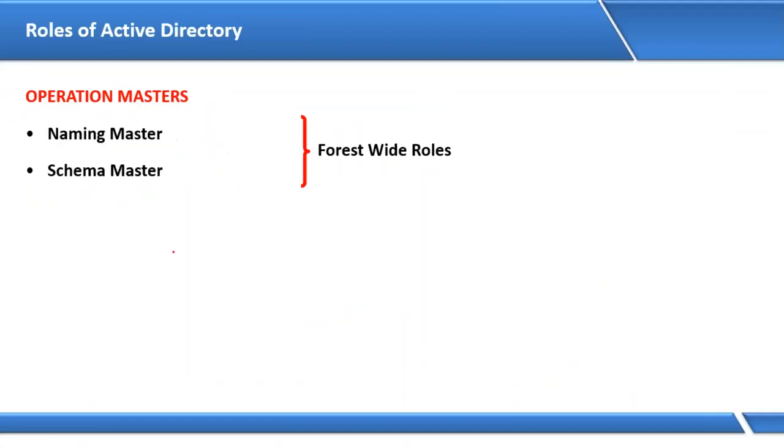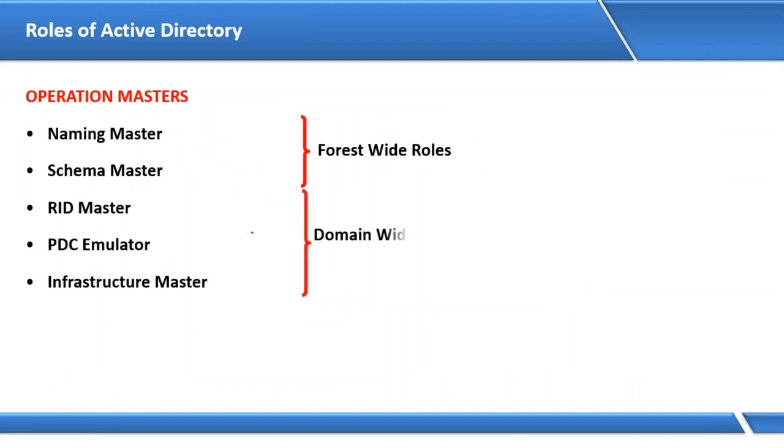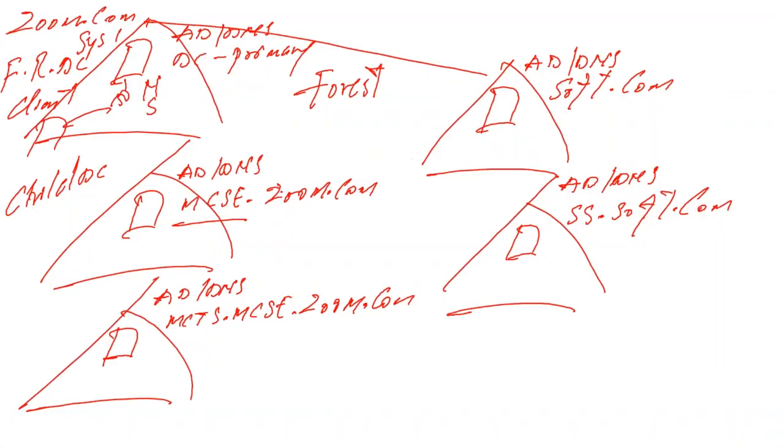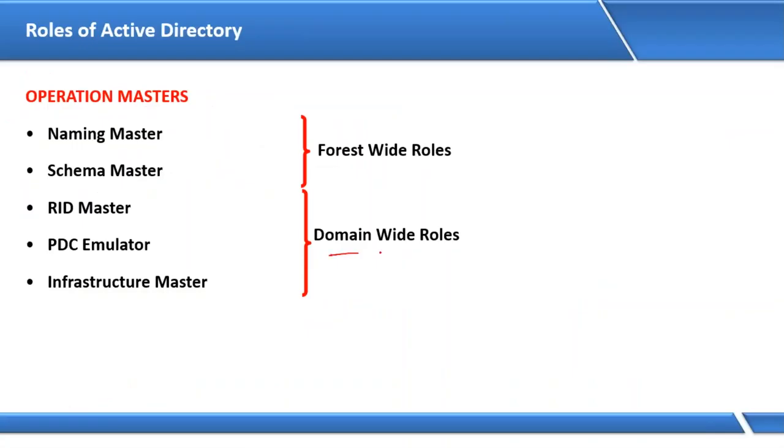Okay. Now the other roles we have discussed: RID master, PDC emulator, infrastructure master, and these 3 roles are called domain-wide roles. Why? The reason is that these 3 roles are available in every domain in the forest. Means these 3 roles are available in the root domain also, in the child, in the grandchild, in soft.com, in ss.soft.com. So that's why these three roles are called what here? Domain-wide roles. Any question?